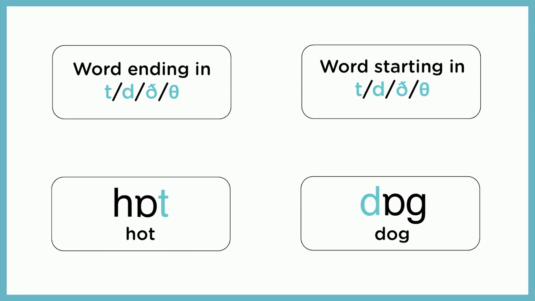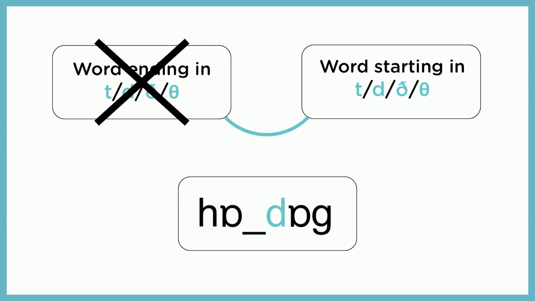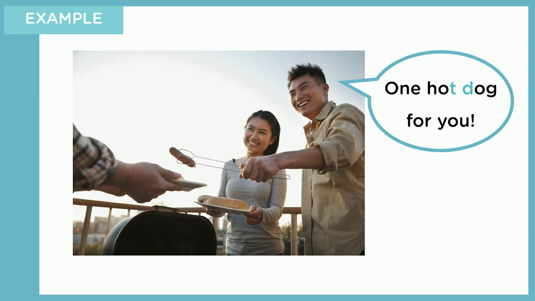Now here's the next combining rule. When you have a word ending in either T, D, the, or th, and the next word starts with any one of those same four sounds, for example, hot dog, what we do is we delete the first sound, the sound at the end of the first word, and then we join them. Perfect. Hot dog. Hot dogs, yeah. So for example, you might be at a barbecue: one hot dog for you. Okay, but not a hot dog, because that would be weird. And not a hot og either.